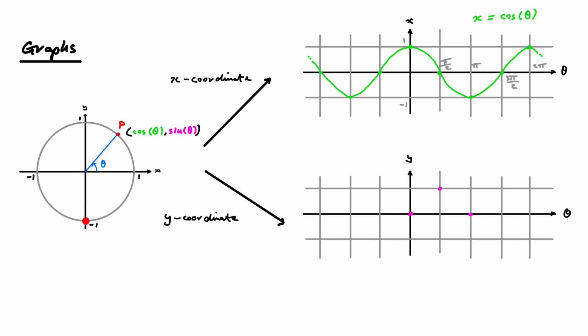So now at 3 pi over 2, you're there. That y-coordinate is minus 1, so I would be down here. And then finally, when I'm back at 2 pi, I'm back here. So that's y-coordinate 0 again, isn't it?